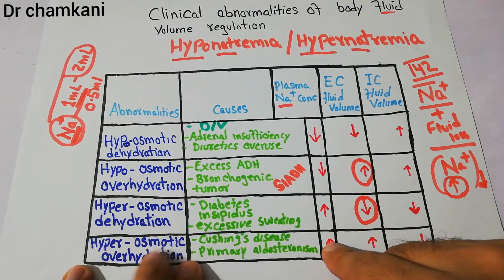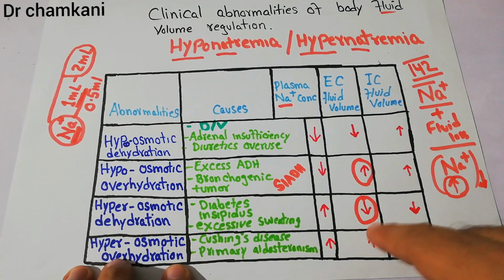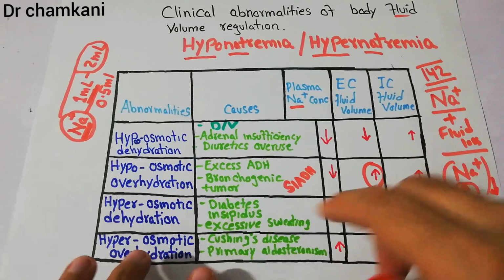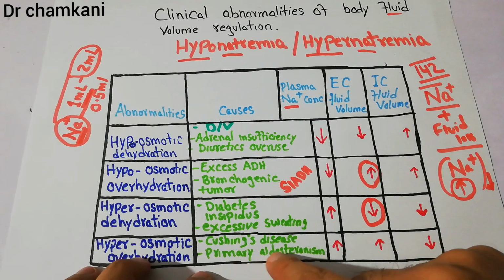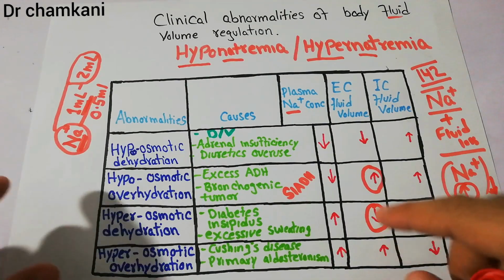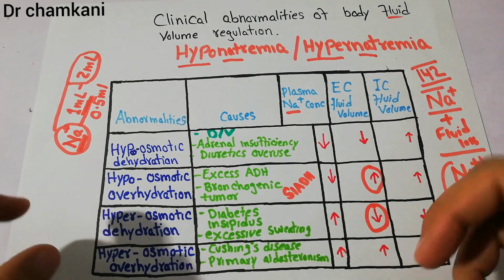So it is a hyper-osmotic condition, and along with that there is increase in the fluid, there is increased absorption of the fluid from the kidneys. So there is overhydration. So these conditions, Cushing's disease and primary aldosteronism, lead to increased sodium absorption and increased fluid absorption. Both of them will lead to hyper-osmotic overhydration.